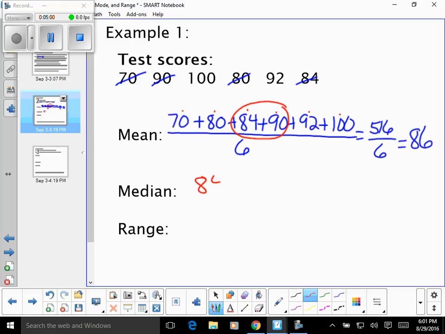So I'm going to take 84 plus 90. And since I've only got 2 items here, I'm going to divide by 2. If you have to use your calculator, okay, but 84 plus 90 is 174. We're going to divide by 2, and our median is going to be 87.